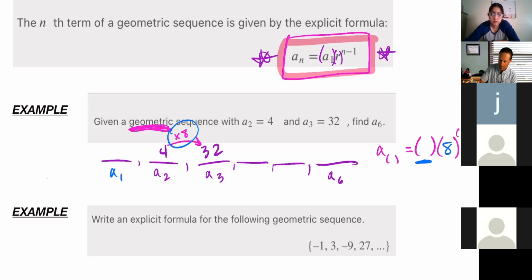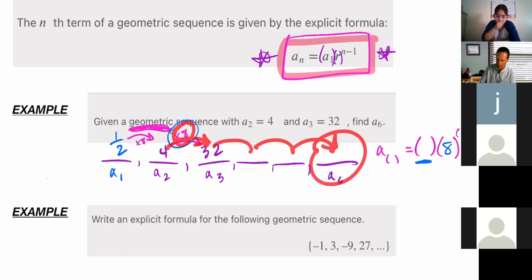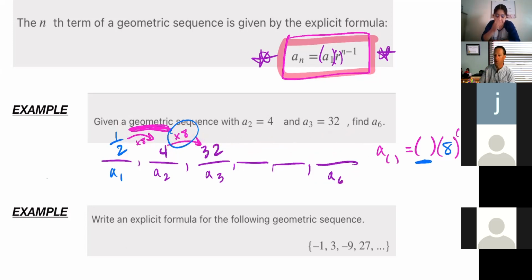1/2. And just to make sure, let's double check. Does that still hold true? If I multiply by 8, what's half of 8? 4. Good. Multiply that by 8, we get 32. Do it again and again, and you eventually could get here. But remember, we're not doing this to be able to just boom, boom, boom in our calculator. We want to make sure that we can use this formula to find A6.